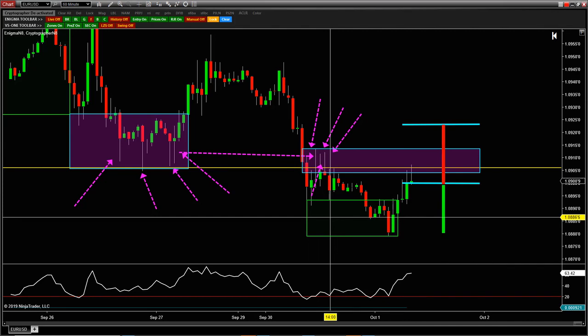Now, if you're okay with less than a 1-to-1, then that's fine. This is a takeable trade. However, I know that many of you guys have rules that say you require a minimum of a 1-to-1 risk reward, which means, can you take this opportunity? No.